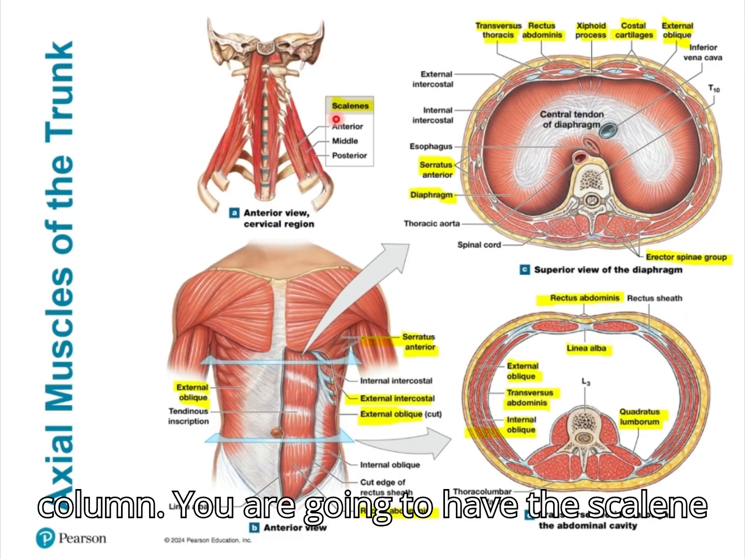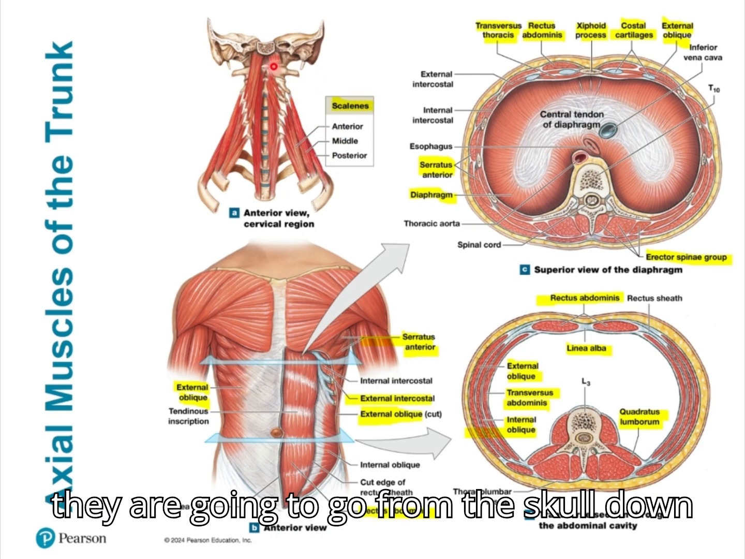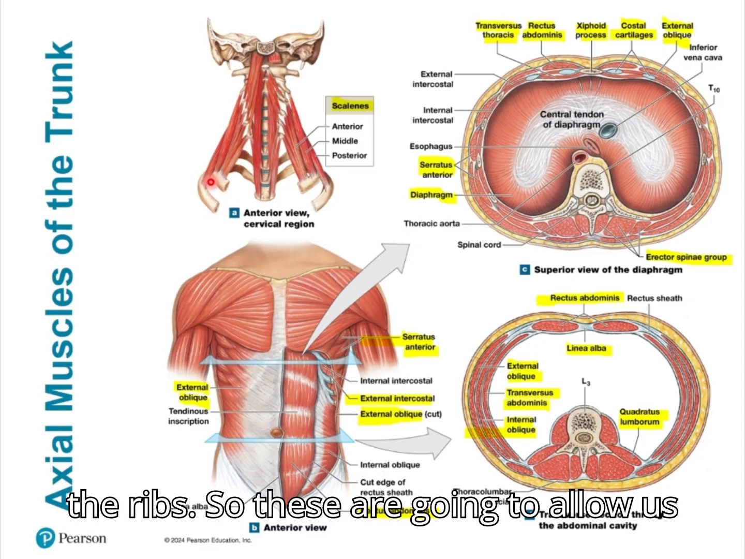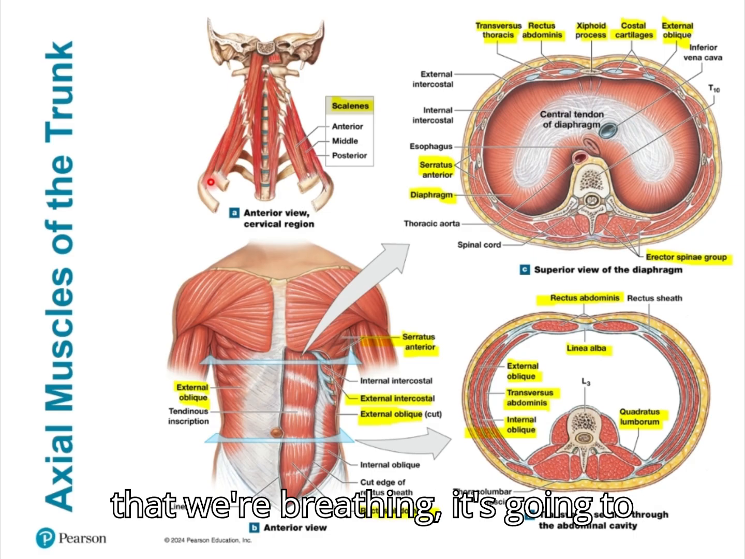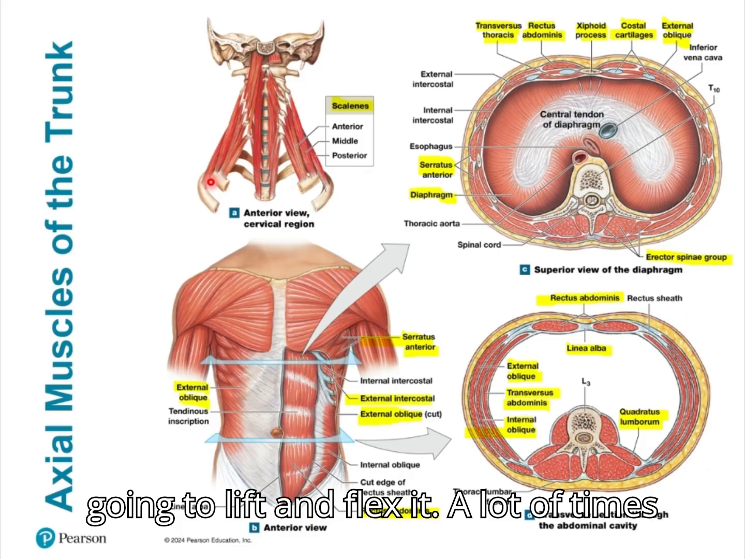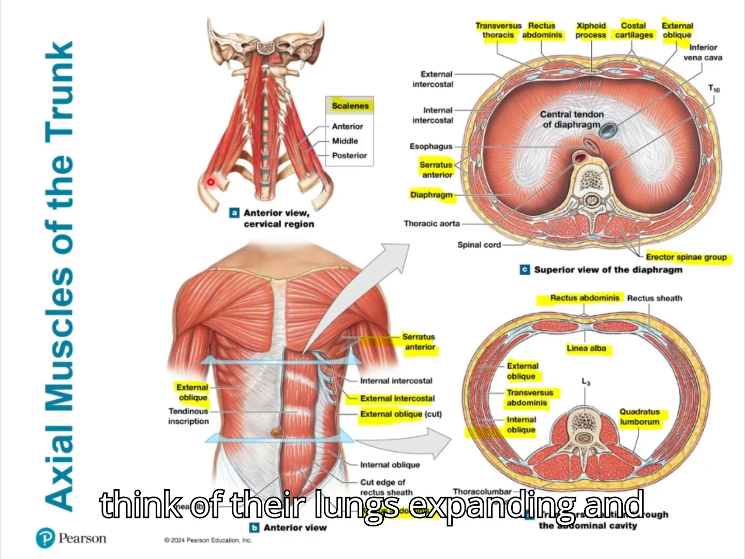You are going to have the scalene muscles. These scalene muscles attach front, middle, and back, and they go from the skull down here and then all the way down to the ribs. These allow us to attach the ribs so that every time we're breathing, it contracts the rib cage for us, and it lifts and flexes it. A lot of times when people think of breathing, they think of their lungs expanding and collapsing.